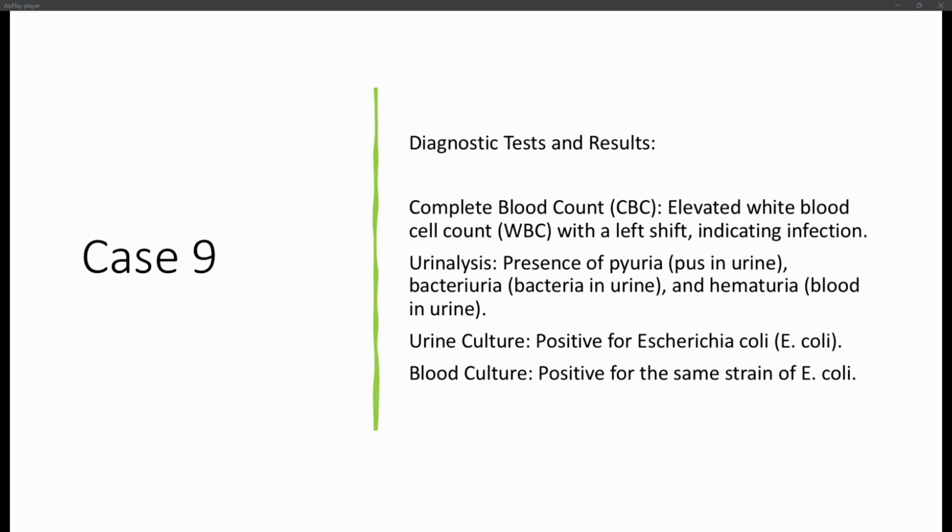Okay? And we're learning to put the pieces together to solve the puzzle. Okay, so he's got an elevated white count. He's fighting off an infection. Urinalysis, presence of pyuria, pus in the urine, bacteriuria, and hematuria. Okay, so obviously there's an infection going on in the bladder. Urine culture, positive for E. coli. Blood culture, also positive for E. coli as well.